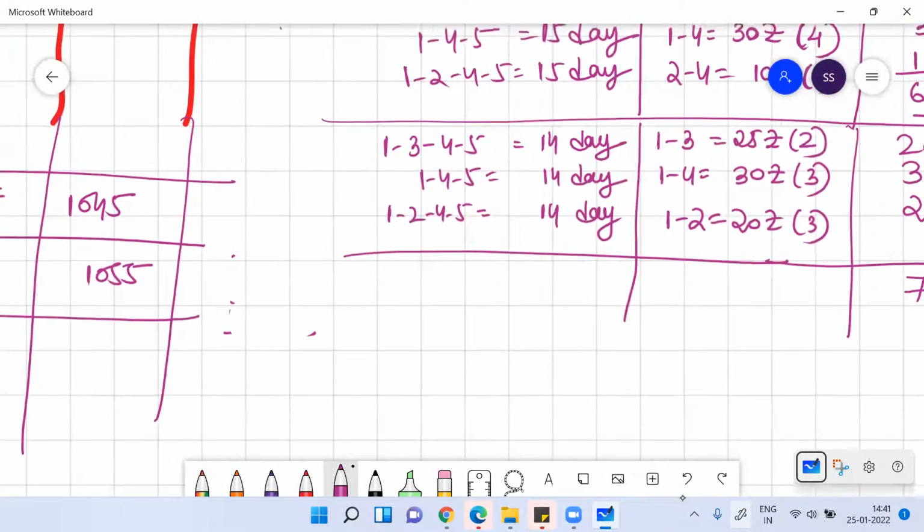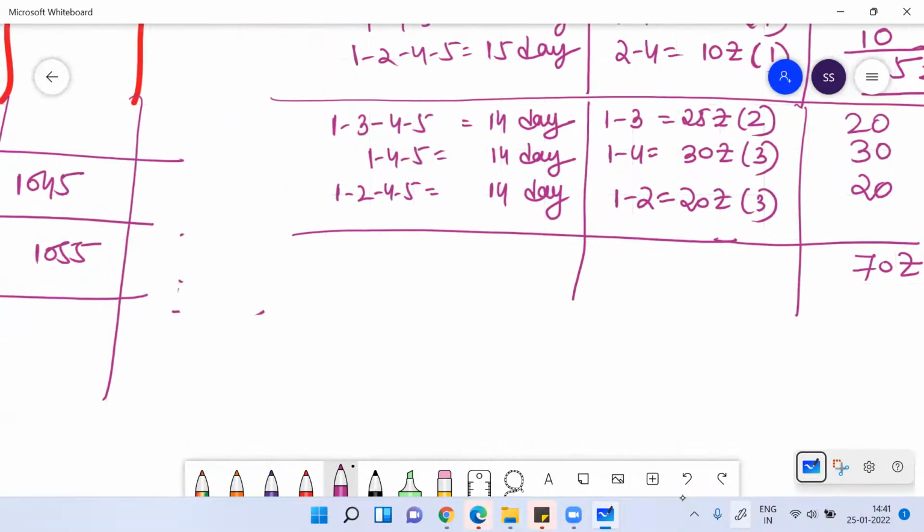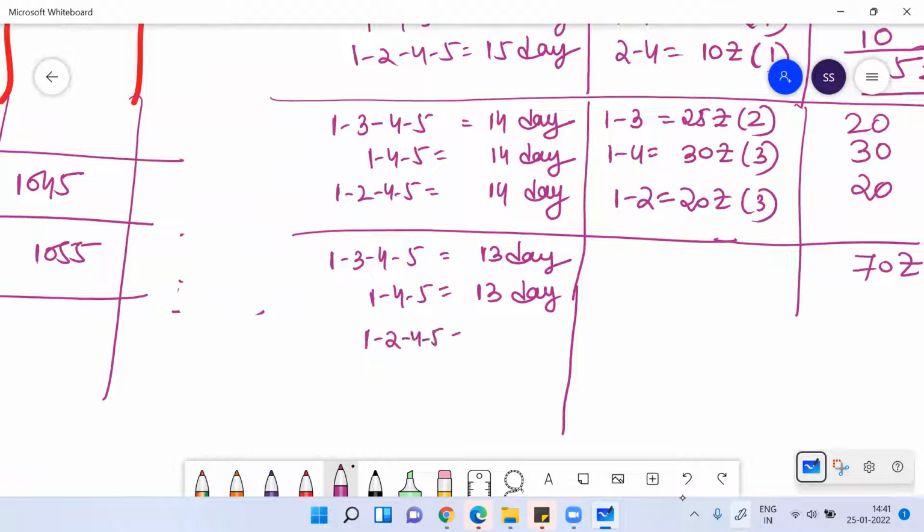So now you reduce it to 13, 1 3 4 5. Now it becomes 13 days. Then 1 4 5, it becomes 13 days. Then 1 2 4 5, it became 13 days. Now I can crash 1 2 3 by 25 rupees. One will be pending, if I'm not wrong. Okay, then 1 4 5, I can crash 30 rupees, 1 2 4 path.